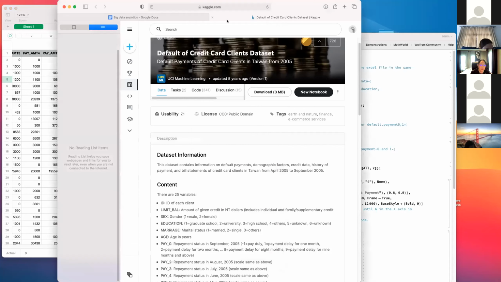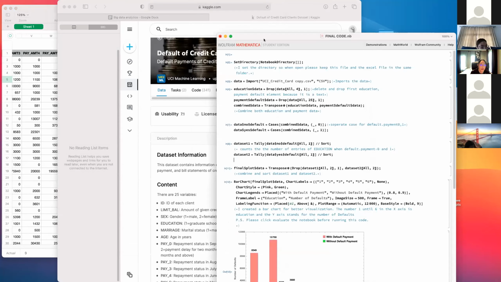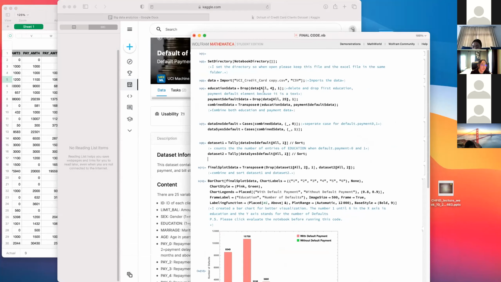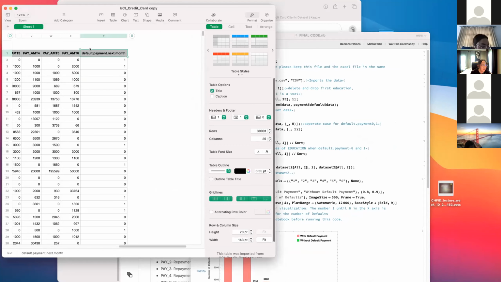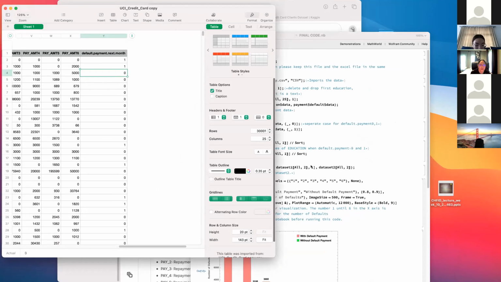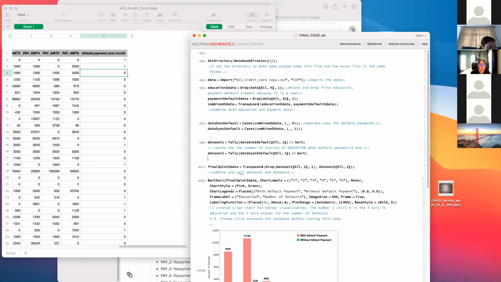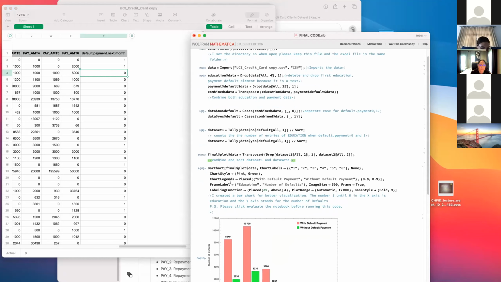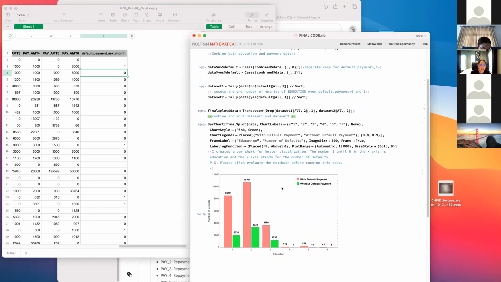Okay, so what I did was, here I set the directory, right? And then I imported the data here. And then I have to delete this first row because it's text, so I drop it. And then I count the number of 0s and 1s. And then I combine and sort the data set, and this is what I got. Number 1 is graduate school, and number 2 is university, and 3 is high school, and 4 is others.